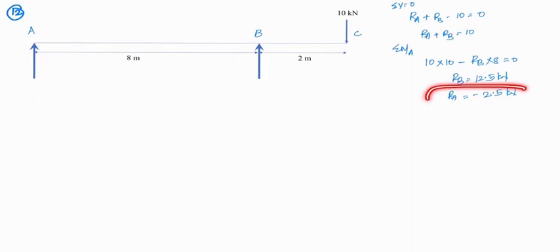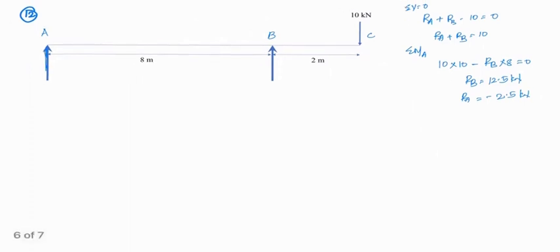This minus 2.5 implies that the direction we have assumed is not correct; it is opposite to the direction we assumed. So the real direction of this reaction RA is actually in this form, in this direction. I can mark RA as 2.5 kilonewton, and RB will be 12.5 kilonewton in the upward direction.